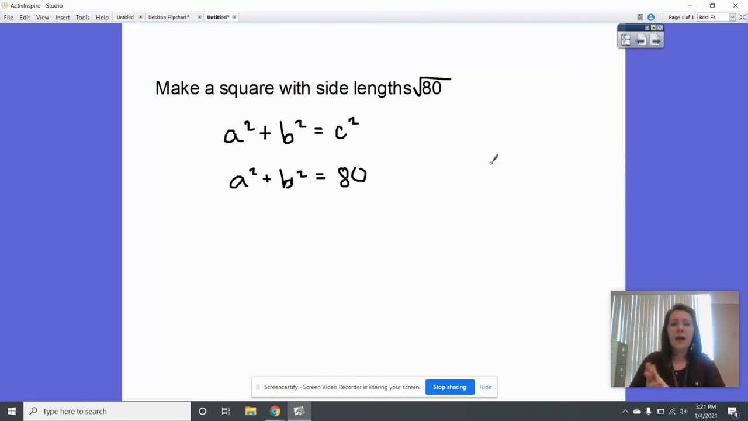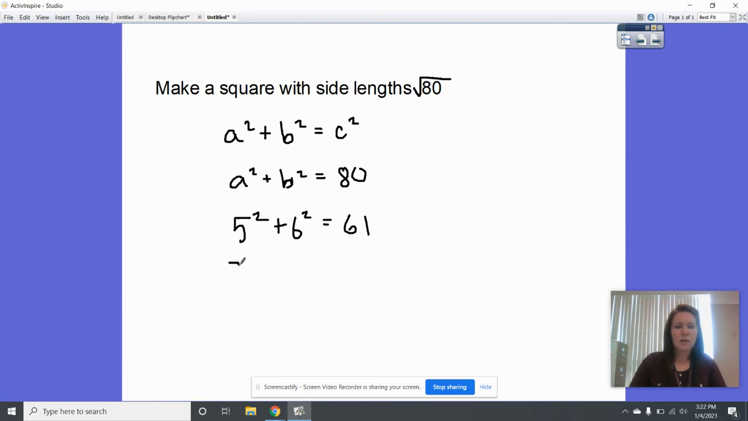Okay, now there's honestly multiple ways you could do this. My favorite way is guess and check. We need to find two numbers that when we plug in a and plug in b, they equal 80 for our square root. So, for example, let's try 5 squared plus 6 squared. We can just type it in our calculator. 5 squared plus 6 squared equals 61. Not what I'm looking for.